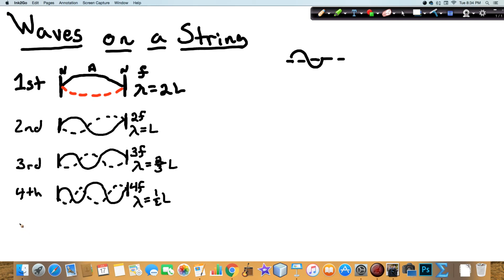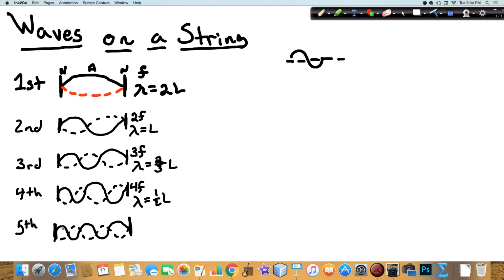Let's go down here. Let's do the fifth one. Oh man, this one's going to be difficult. All right, so we got the fifth harmonic. And what we're doing here, 5 fundamental frequencies are going to be crammed into this length of the string. Let's see if I can do this well. All right, so we got 1, 2, 3, 4, 5. All right, so we have the fifth harmonic right here, where it's going to oscillate back and forth between these 2 lines.